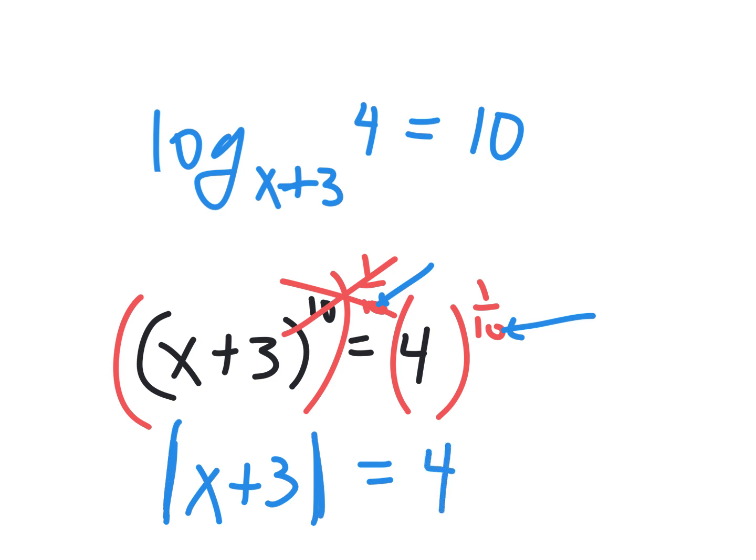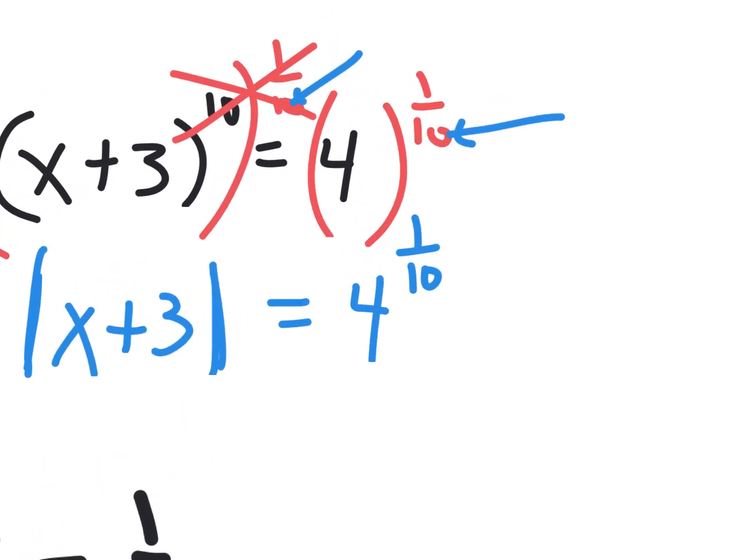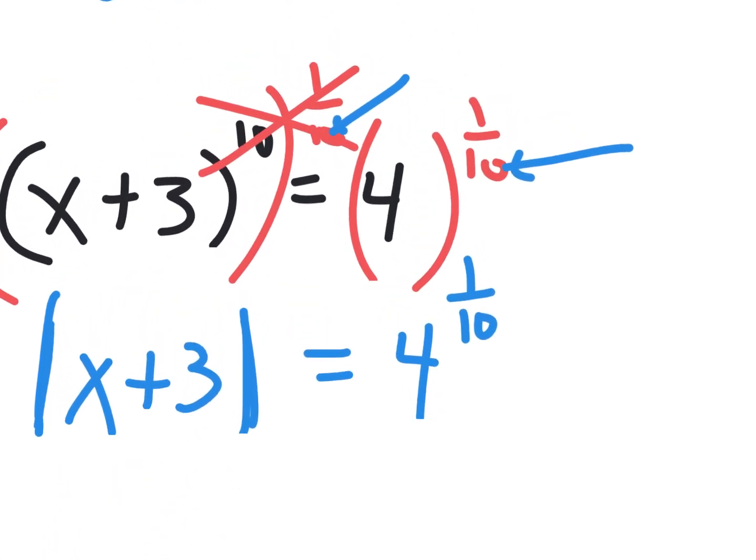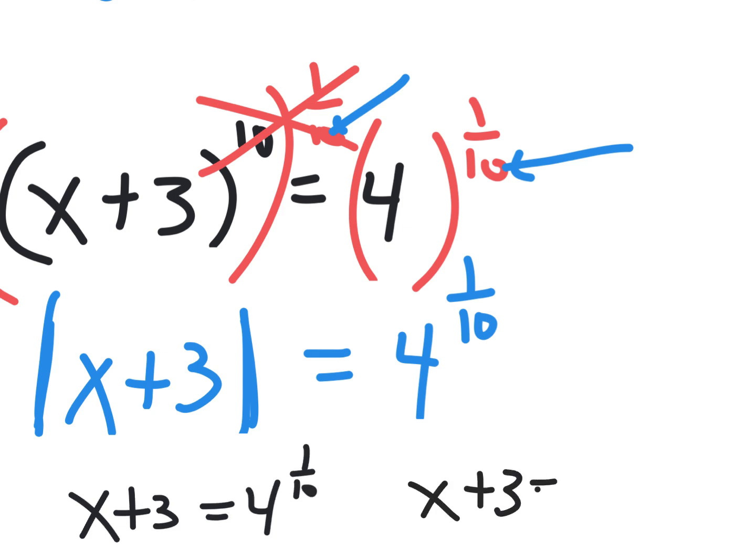Now, I know 4 to the 1/10 power is extremely small. It's like something we wouldn't want to have to figure out. So we're going to leave it as 4 to the 1/10, because on this test, you will not have a calculator. Then this breaks into two things. X plus 3 is 4 to the 1/10, and x plus 3 is negative 4 to the 1/10.